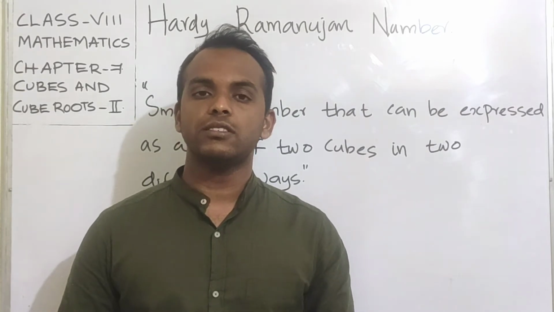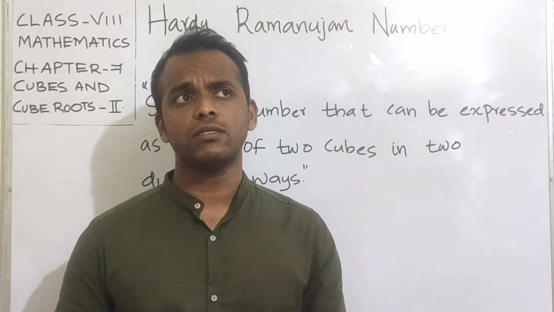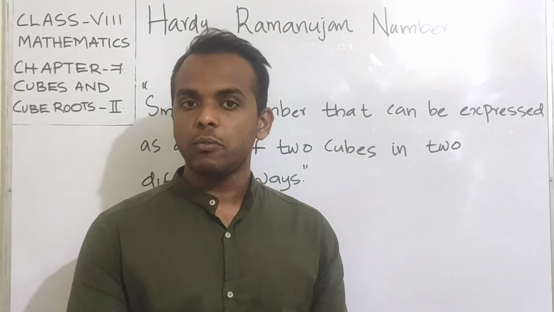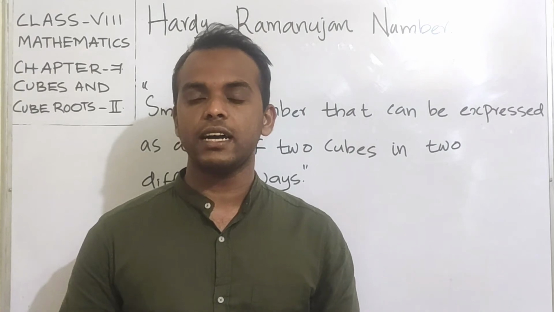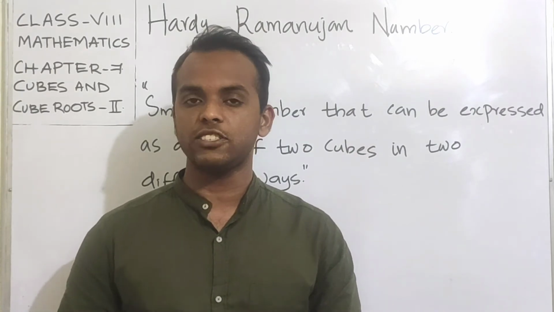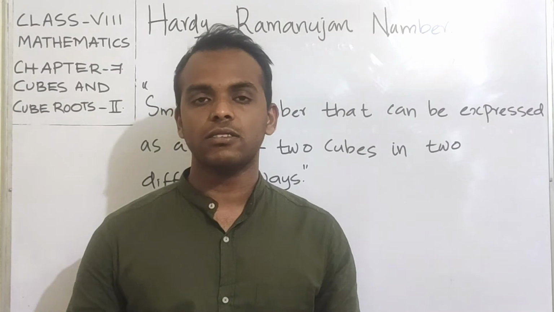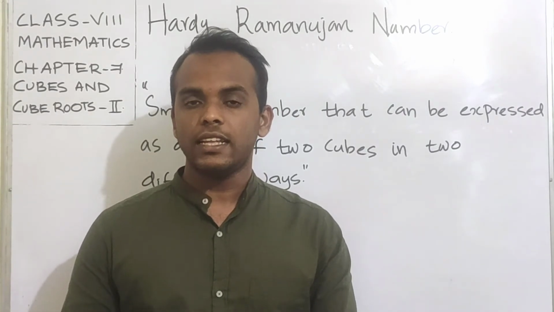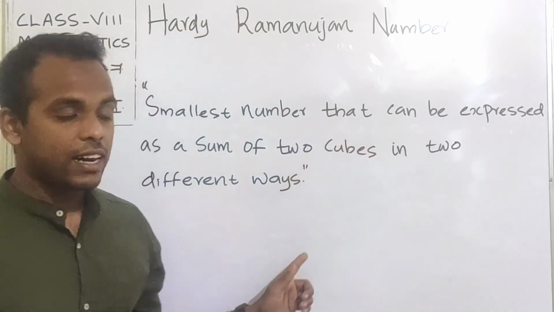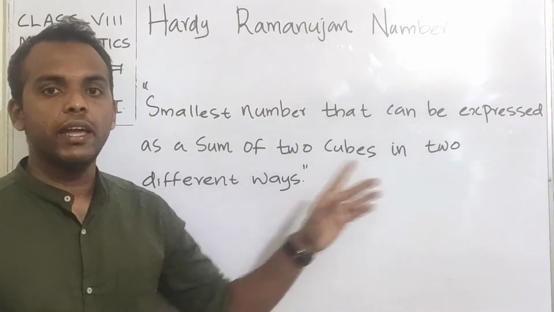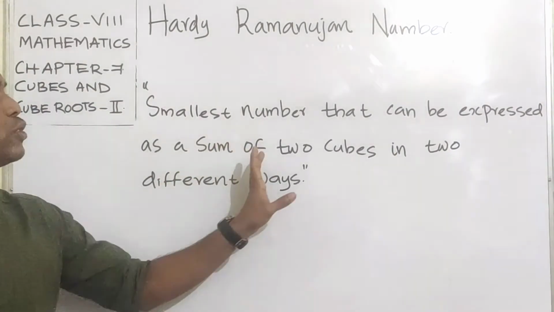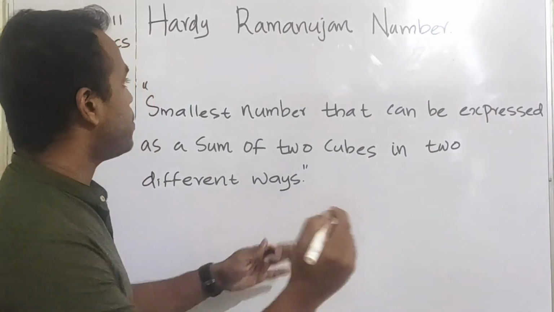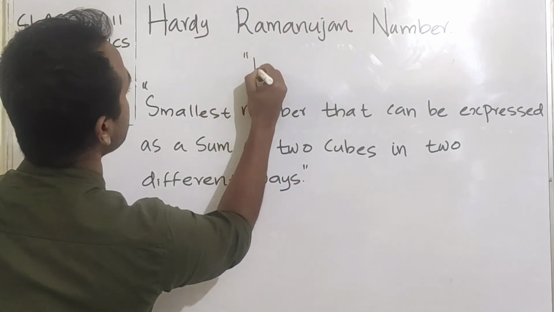And then Ramanujan just sat and thought, okay, what's the number 1729? And he said, "Hey, Mr. Hardy, actually the number 1729 is not at all an unlucky number. It's one of the luckiest numbers." And Hardy was embarrassed. How can you say that? Then Ramanujan told, "See, the number 1729 is the smallest number that can be expressed as a sum of two cubes in two different ways."